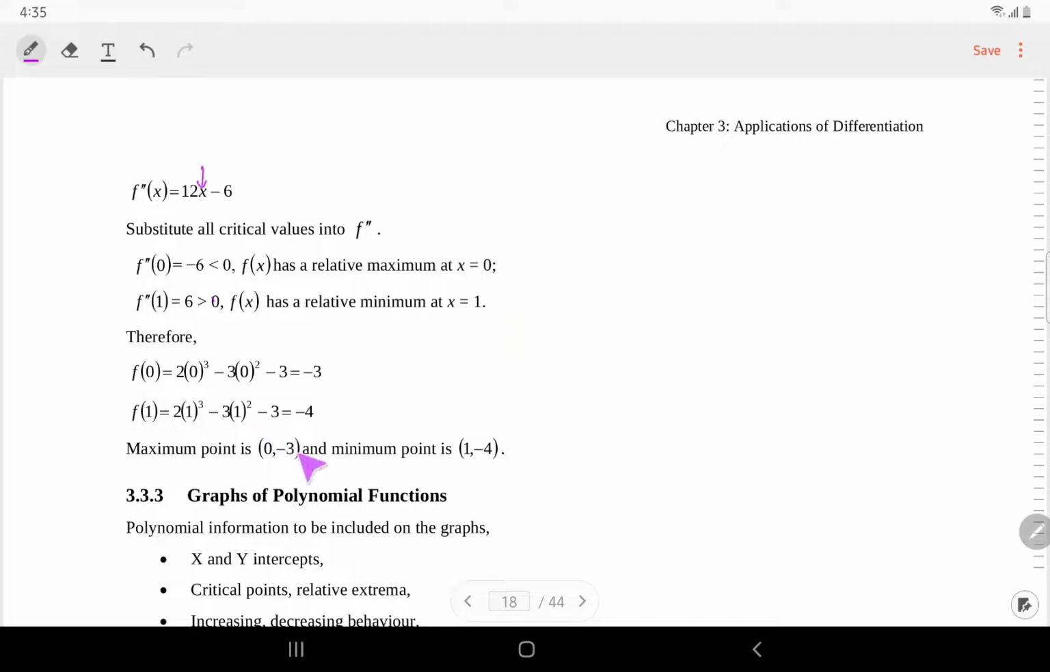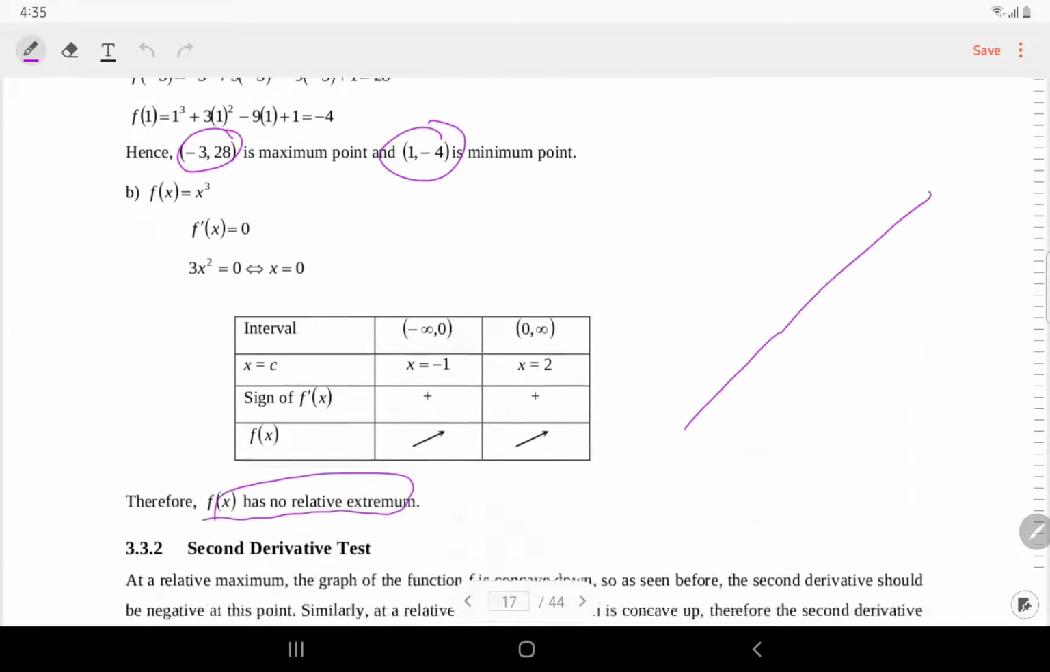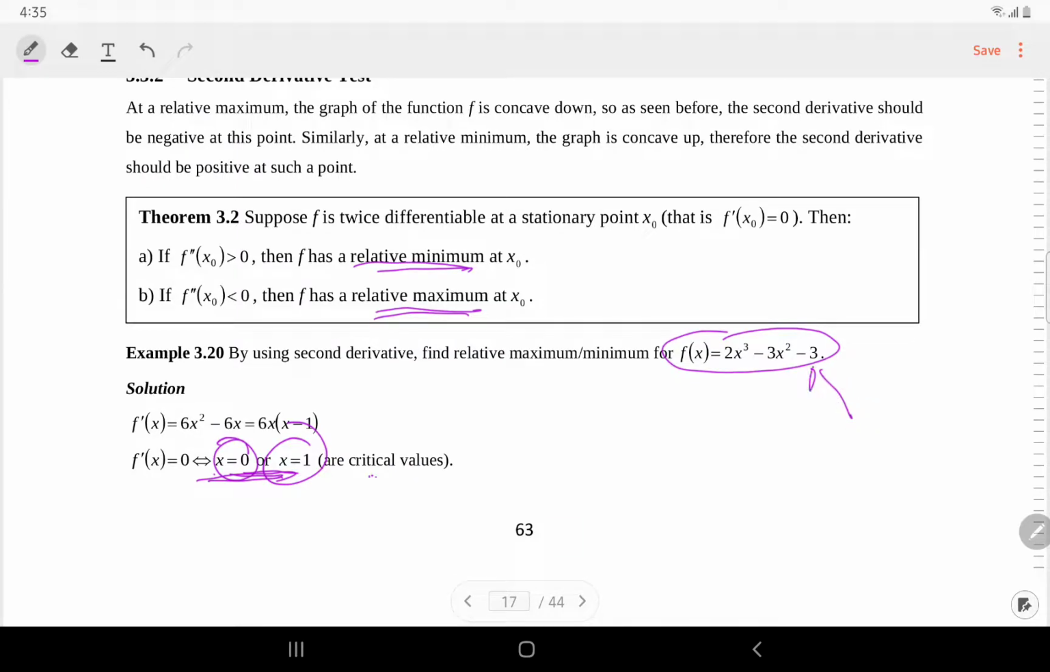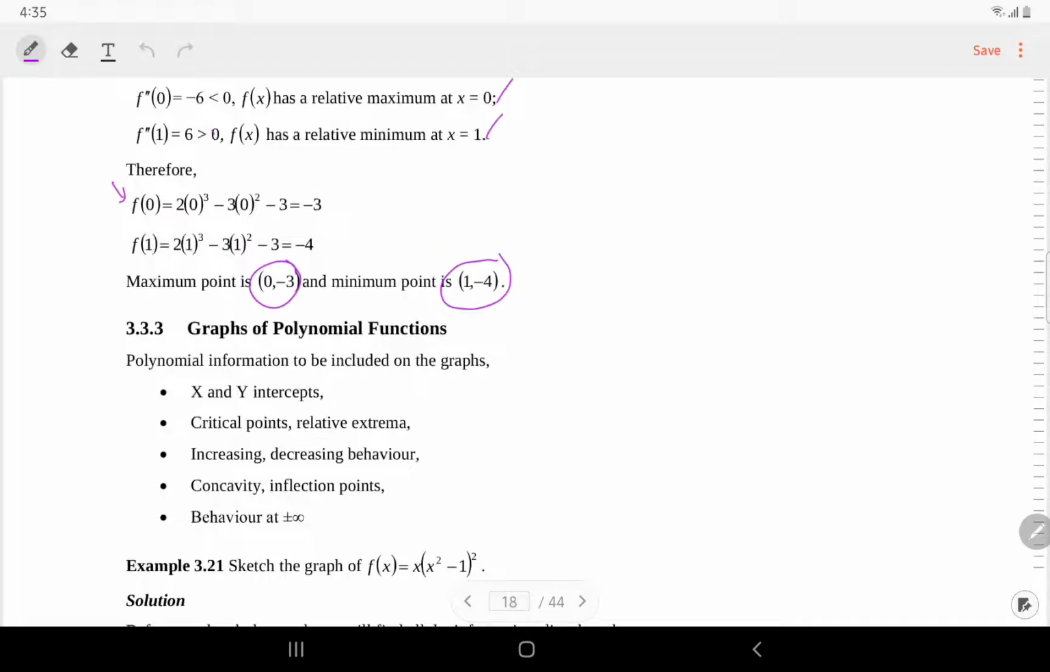Lepas tu nak cari koordinat dia. Kita dah dapat nilai x, nak cari nilai y lah, nak cari koordinat. Ingat setiap kali nak cari koordinat kena insert dalam original equation. Original equation yang ni lah. Original function yang ni, f. F, bukan f prime, bukan f double prime. F saja. So insert 1 kat dalam F dan insert 0 dalam F. So dapatlah koordinat Y dia. So 0, negative 3 is the maximum point. 1, negative 4 is the minimum point.